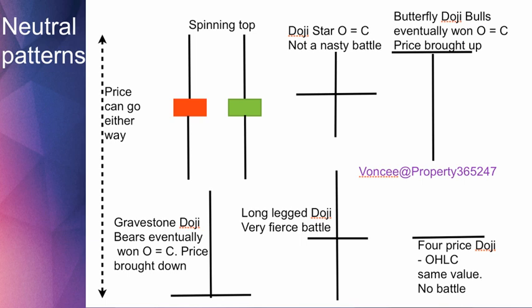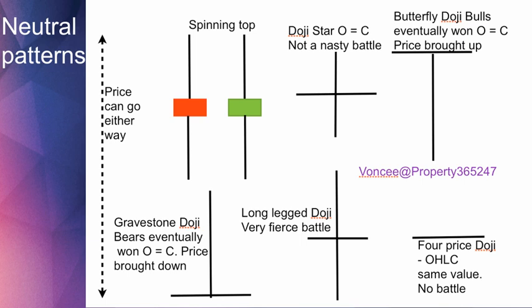So you've got the spinning top. So you've got your body right in the middle of the wicks. I put a red and a green there. You can see that. Second one, you've got a doji star. Well, the opening is just equal to the close. Nothing has happened there in this battle. To be honest, the buyers and the sellers are just watching, thinking about it.